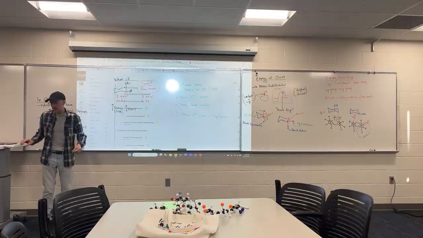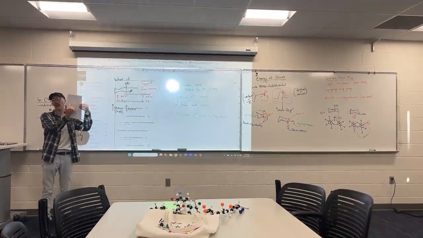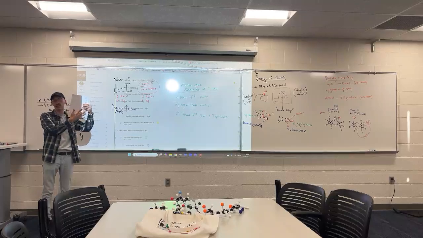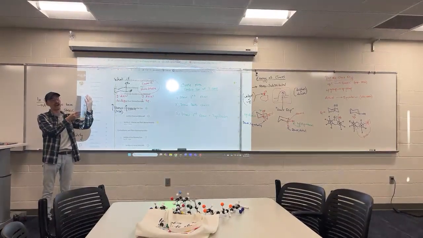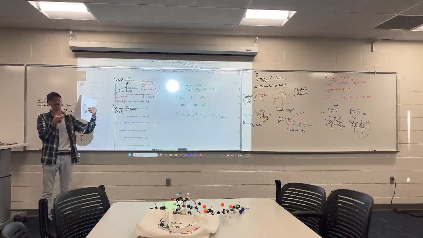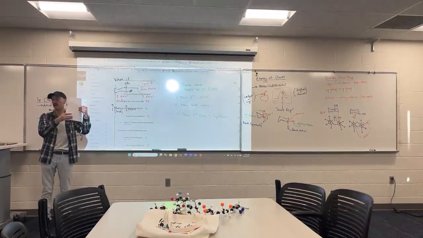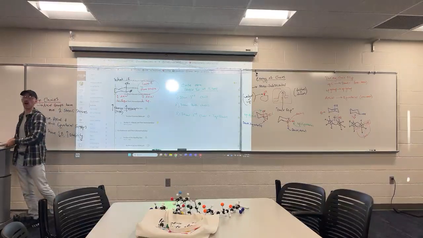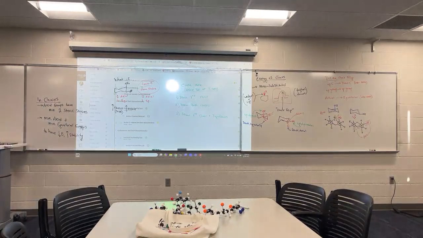So when you see wedged groups on the chair, you do not put wedges or dashes onto the bond line structure. It's assumed already. You have to know it. And actually it clutters things, and it makes things a little bit harder to read if you add it in. So no wedges and dashes on the chair. Deal? Deal.